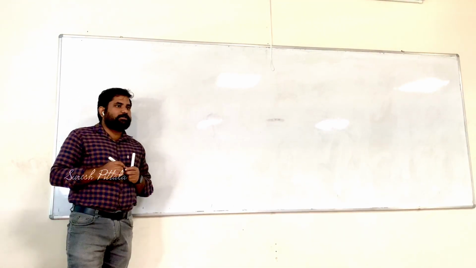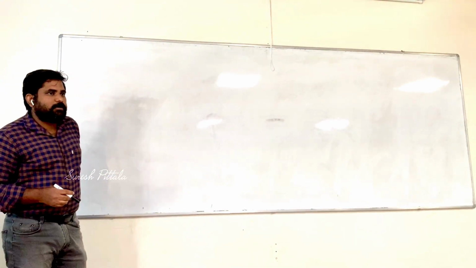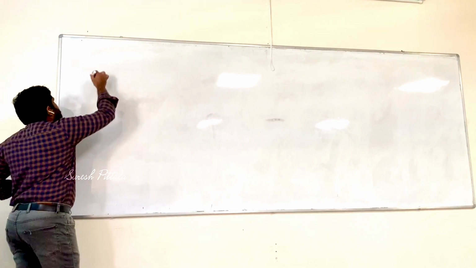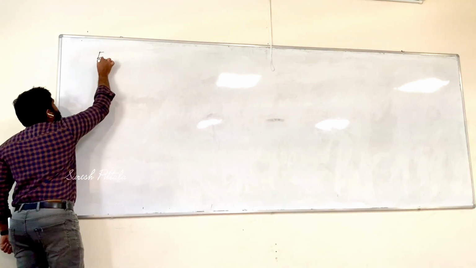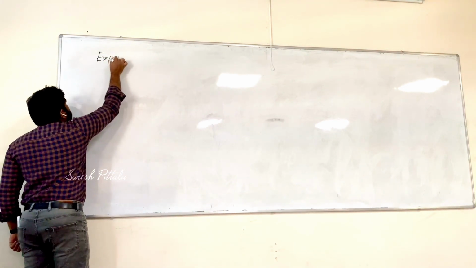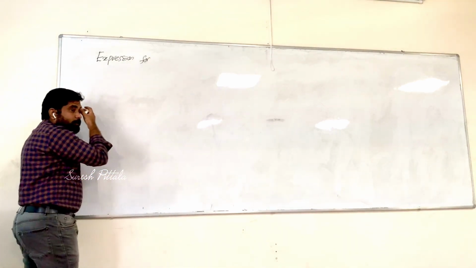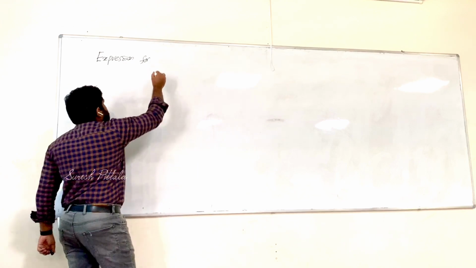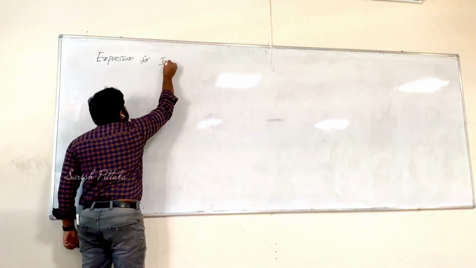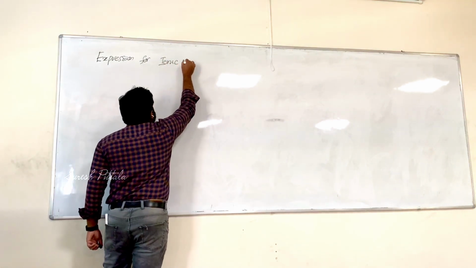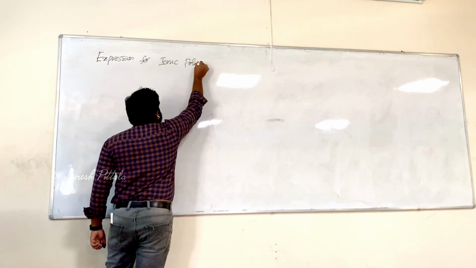For ionic polarizability. Yesterday we were supposed to do it, but in this class let us discuss the expression for ionic polarizability. Ionic polarizability is the second one in the types of polarizability.